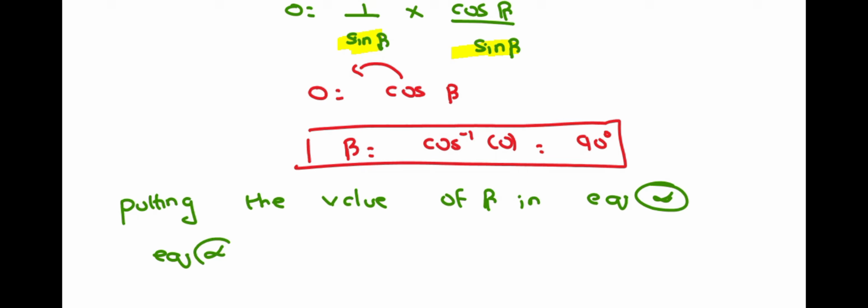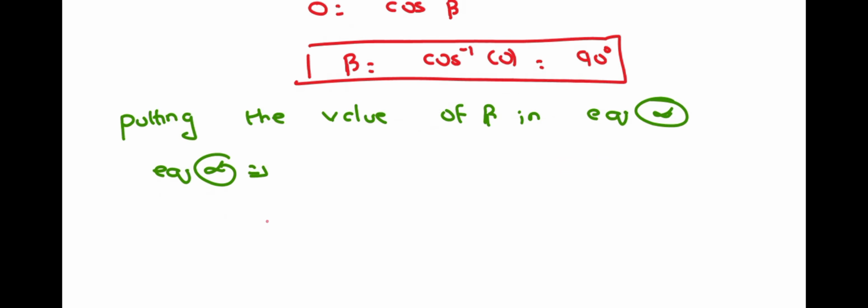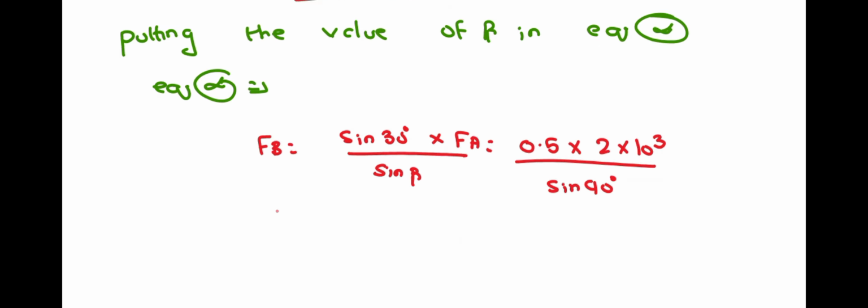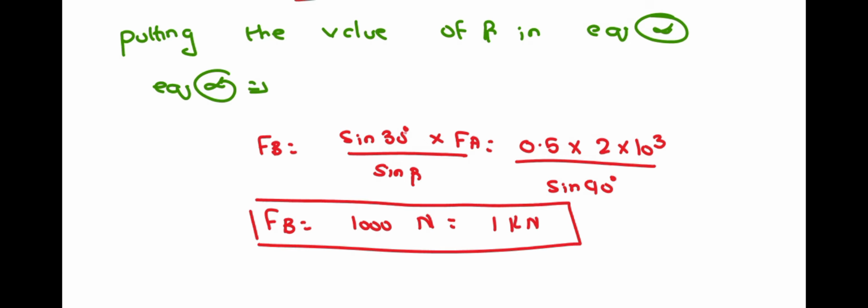So equation number alpha states that FB is equal to sine 30 degree into FA upon sine of beta. The sine 30 degree is equal to 0.5, and the value of FA is nothing but 2 kilonewton, and the kilo is equal to 10 raised to the power 3. So 2 into 10 raised to the power 3 divided by sine of beta, and the value of beta is nothing but 90 degree. So FB is actually equal to 1000 Newton, and 1000 is equal to 1 kilo. So this is nothing but 1 kilonewton. This is basically the minimum value of FP according to the question.